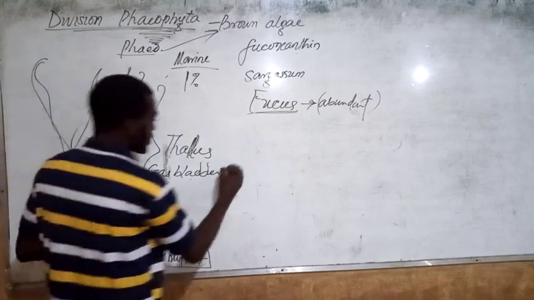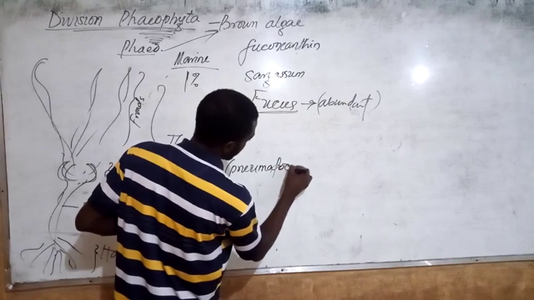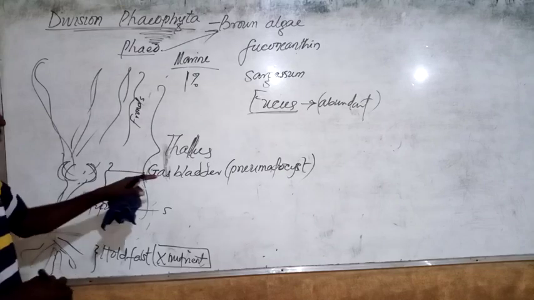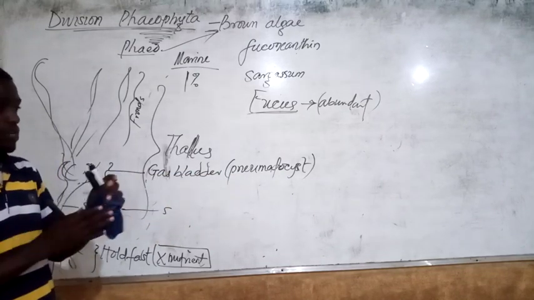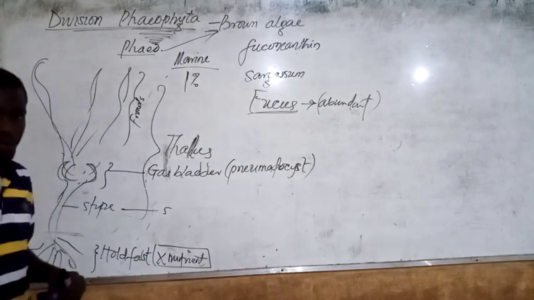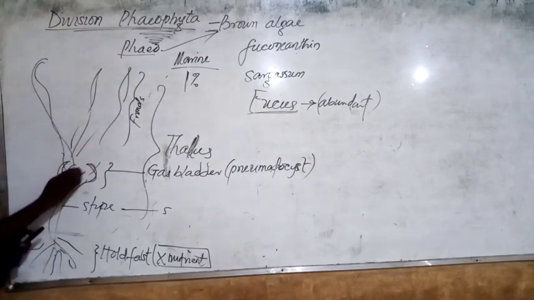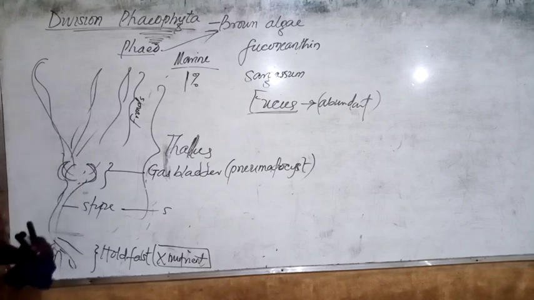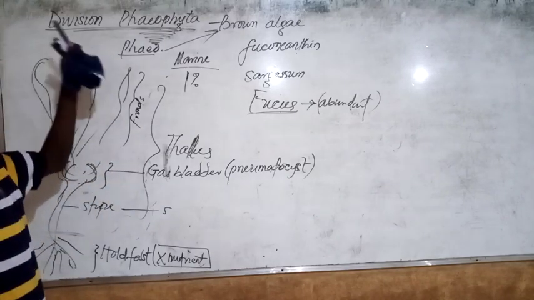It is scientifically known as pneumatocyst. Now, this pneumatocyst, if you remember vividly, is possessed by siphonophores that belong to the category of corals, so that enables them to float. Now, these algae possess this gas bladder to enable them to maintain an erect position that will enable the frond to be held in place.